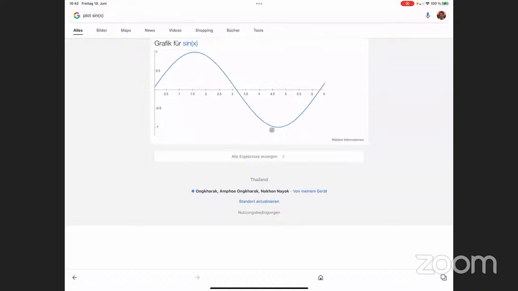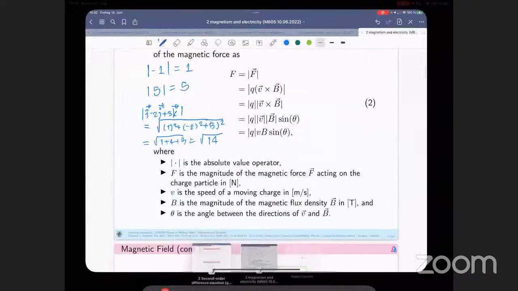The minimum value will be here, which is, I think, 3 pi by 2. Yes, 3 pi by 2. Here is pi by 2, right? 3 pi by 2 will be the angle where you get the minimum value. Okay, and yes, let's get back to our scenario.